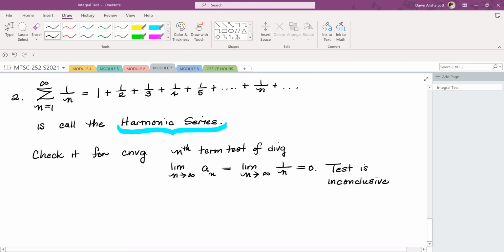So I can't use geometric series. I can't use telescoping series. I can't use the nth term test of divergence. There is a nice long way to prove it, but I'm going to do it using the integral test.